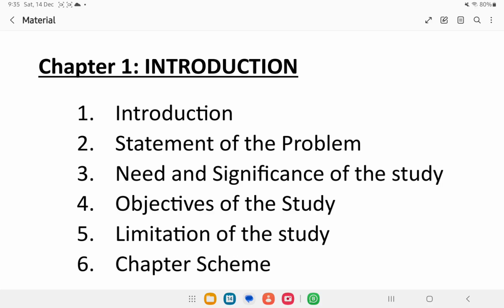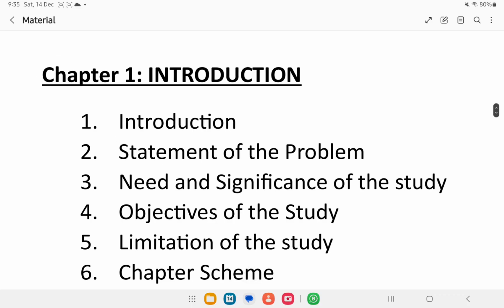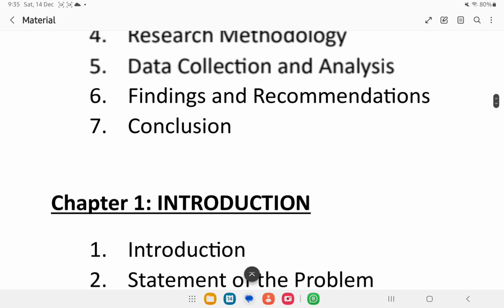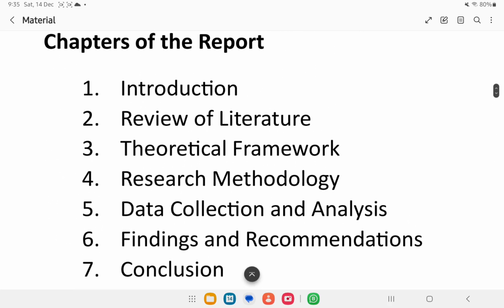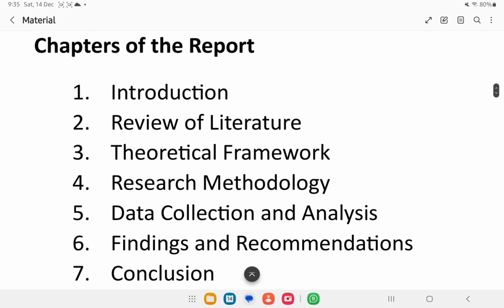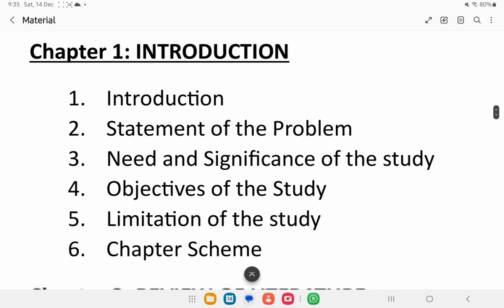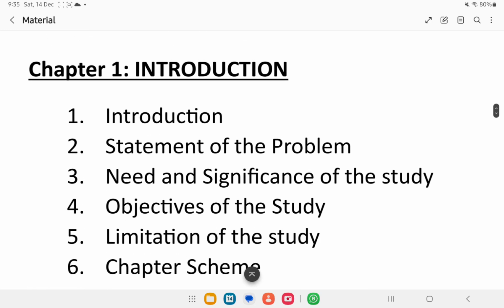Finally, state the chapter scheme. Chapter scheme doesn't mean anything. You should just state what all chapters are there in your research report. I have stated that before. These are the chapters. Just copy paste this and write one sentence each. What is introduction? What is the review of literature? What is theoretical framework? You can just find it through different ways. So these are the main 6 things that you have to include in your introduction chapter.